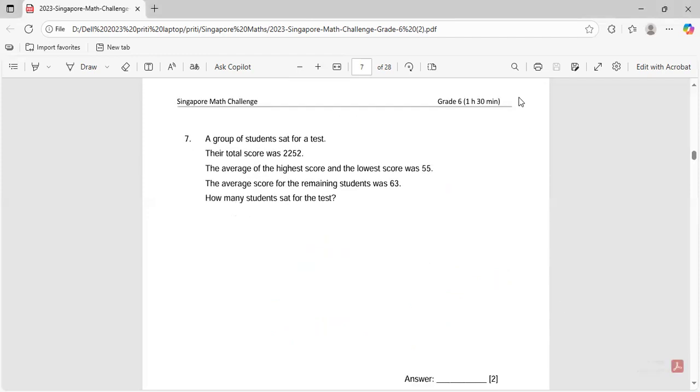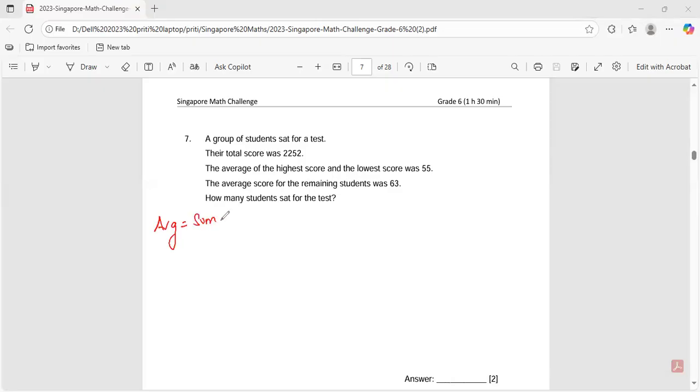Question number 7. A group of students sat for a test. Their total score was 2252. The average of the highest score and the lowest score was 55. The average score for the remaining students was 63. How many students sat for the test? So what do we mean by average? Here, by average we mean mean.